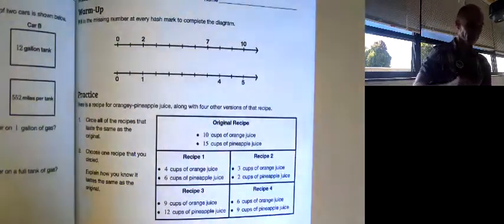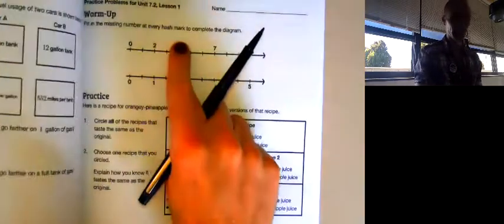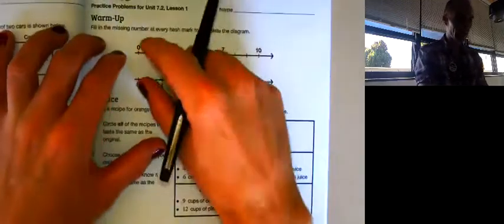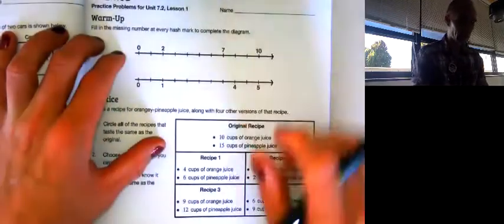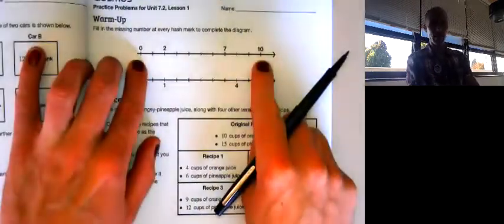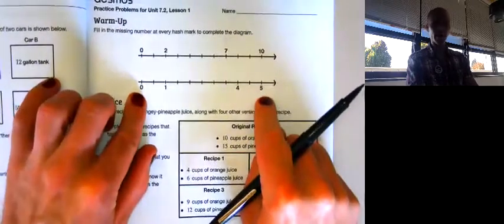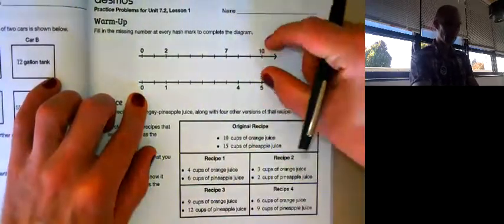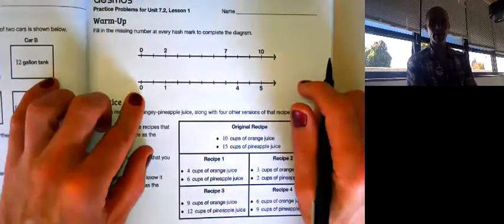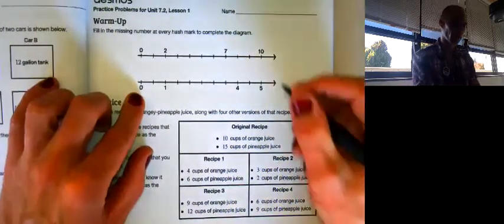All right, so it says, fill in the missing number at every hash mark to complete the diagram. We call these double number lines. These number lines are the same length, but their increments are different, right? This one is going all the way from 0 to 10 in the same length that this one's going 0 to 5. And so between these double number lines, there's going to be some equivalent ratios, sort of like the stuff we're working on in class.